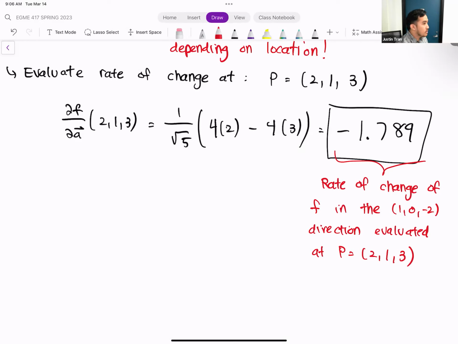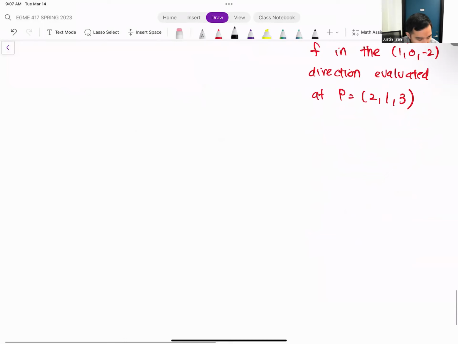All right, any questions on this result here? Okay. So that's the directional derivative, and that's one cool application of the gradient. The gradient lets you find the rate of change in basically any direction you want. Now let's talk about the next application. This one I think is actually more relevant for engineering, and that's the direction of maximum increase.